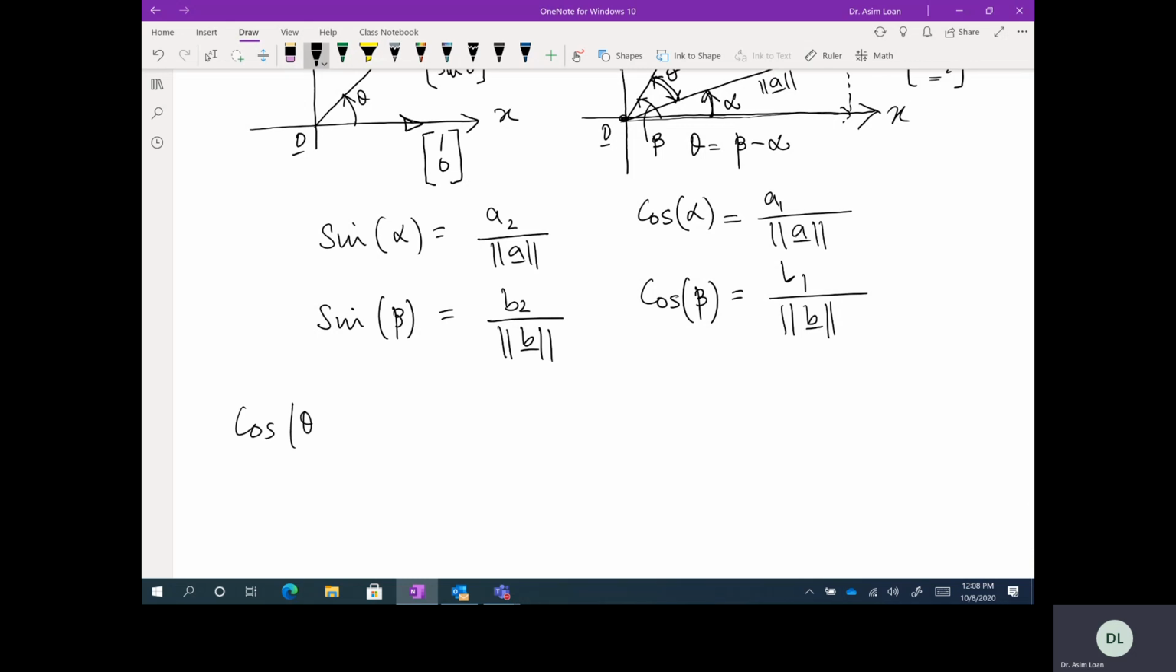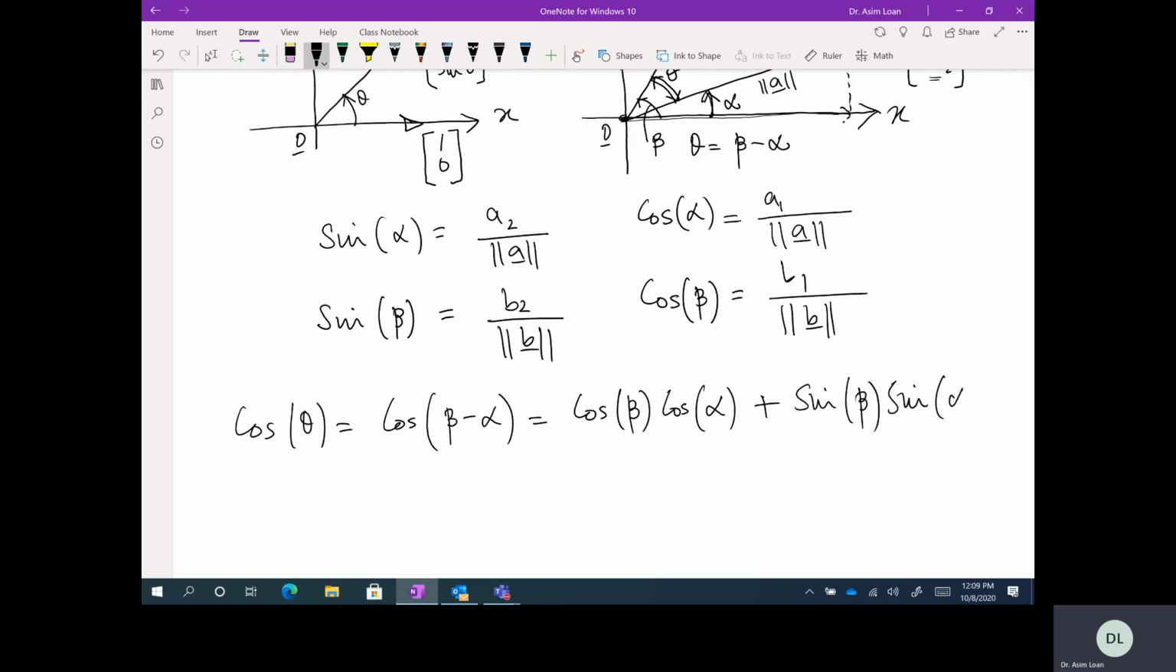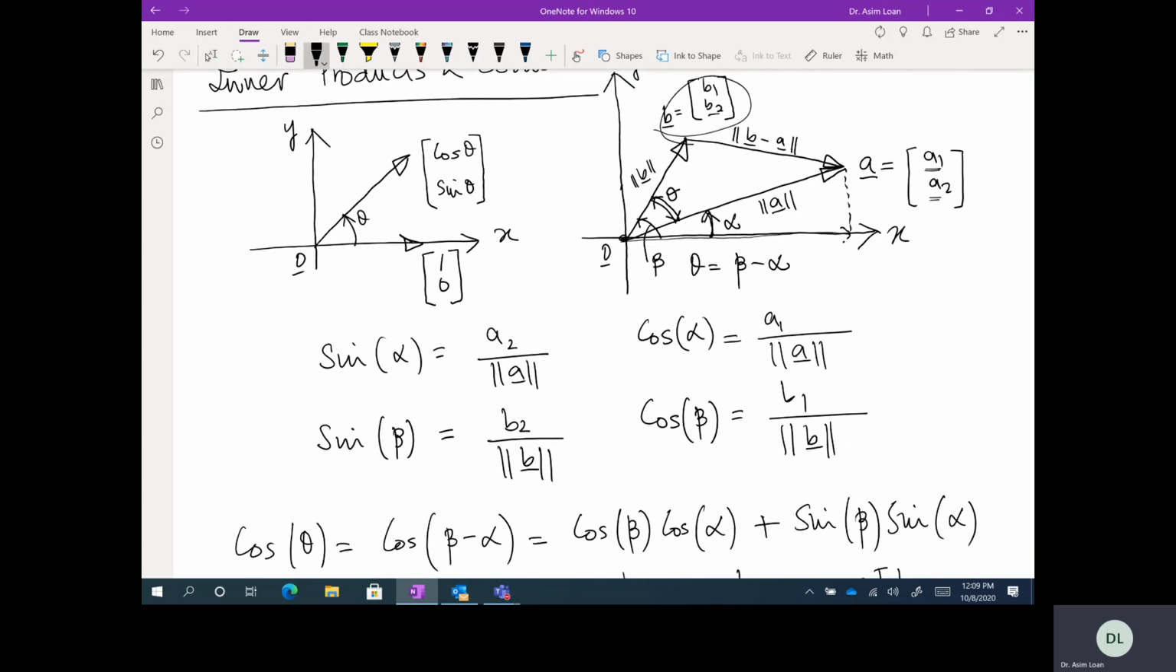And cosine theta is cosine of beta minus alpha, which is equal to cosine beta cosine alpha plus sine beta sine alpha, which is cosine beta cosine alpha is a1 b1 over norm a norm b, and sine beta sine alpha, the denominator is the same, so I have plus a2 b2. But what is a1 b1 plus a2 b2? This is simply a transpose b, because this is b, this is b, this is a.